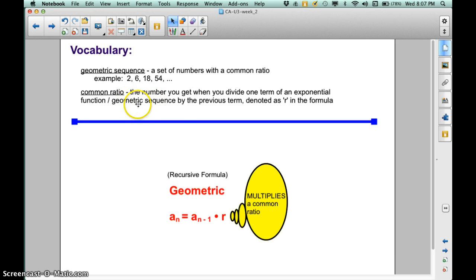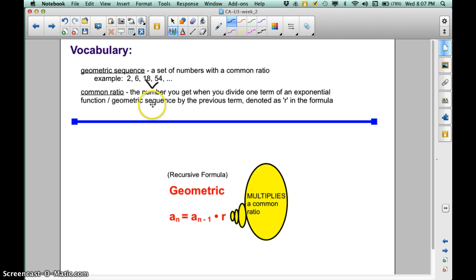The common ratio is the number you get when you divide one term of an exponential function or geometric sequence by the previous term. And the reason that we do division is because we're looking for the common ratio, and a ratio is a fraction. And so what you're really doing is taking each term and dividing by the term before it to get r.